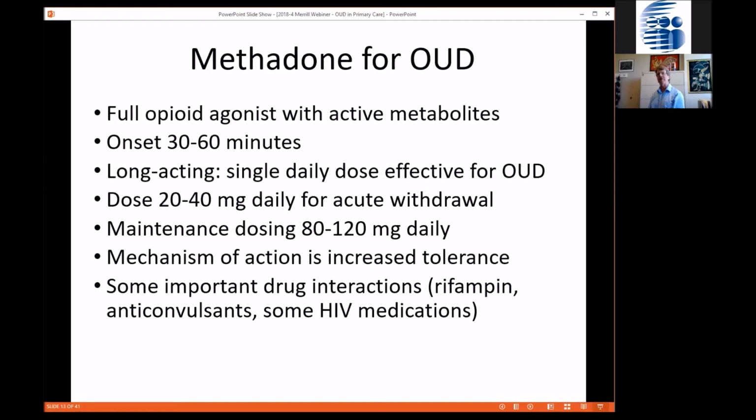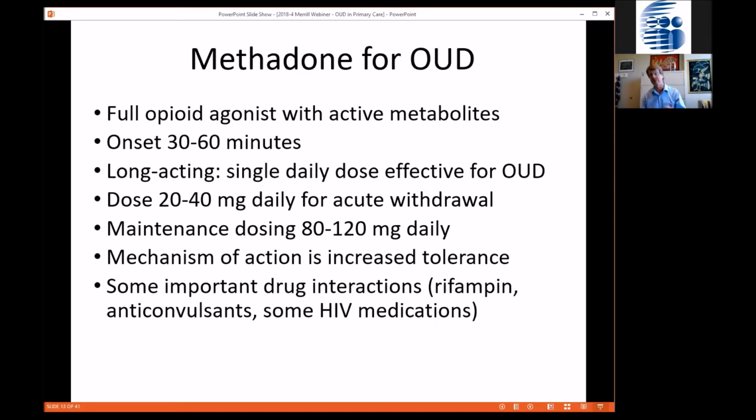So methadone is a full opioid agonist. That means it attaches to the mu receptors in the brain and turns them on. It also has active metabolites that also activate the opioid system. It starts within half an hour or an hour, you get the effect, and it lasts a long time. It and its metabolites last a long time, so a single daily dose is effective for opioid use disorder. It cuts down on craving and withdrawal symptoms, even as a single daily dose.